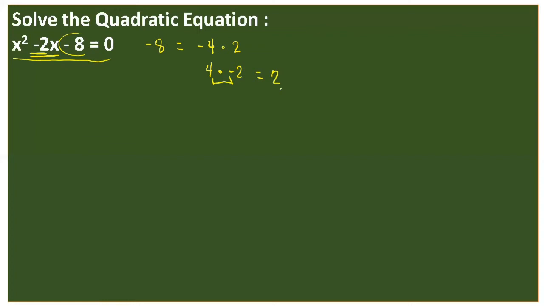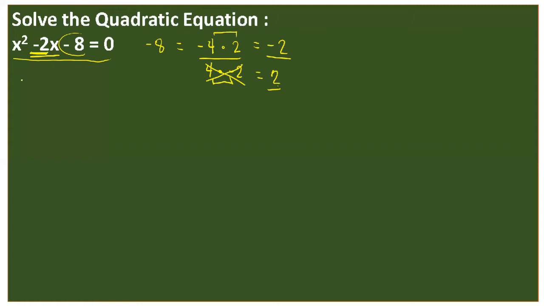So therefore, it is not equal to the coefficient of the linear term, which is negative 2. Because this is positive, while the coefficient is negative 2. So let's eliminate the factors positive 4 and negative 2. Now, let's try this one. Negative 4 plus positive 2 is equal to negative 2. Since negative 2 is equal to the coefficient of the linear term, then negative 4 and positive 2 are the factors of negative 8, or the factors for this equation.